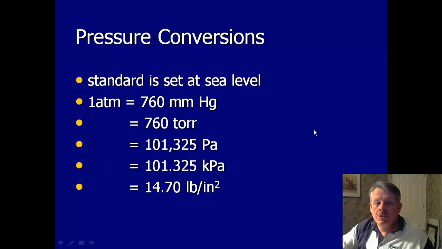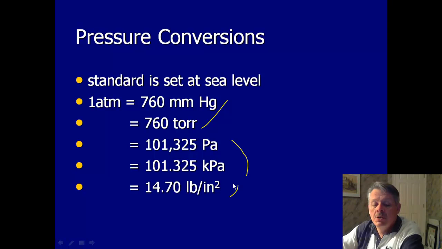Furthermore, you need to know these pressure conversions. You need to know that an atmosphere is 760 millimeters of mercury, which is also torr. You need to know that it's 101,325 pascals, or 101.325 kilopascals. And you need to know that it's 14.70 pounds per square inch. Right? You need to know those conversion factors. If you didn't write them down, write them down now. You're going to need them.